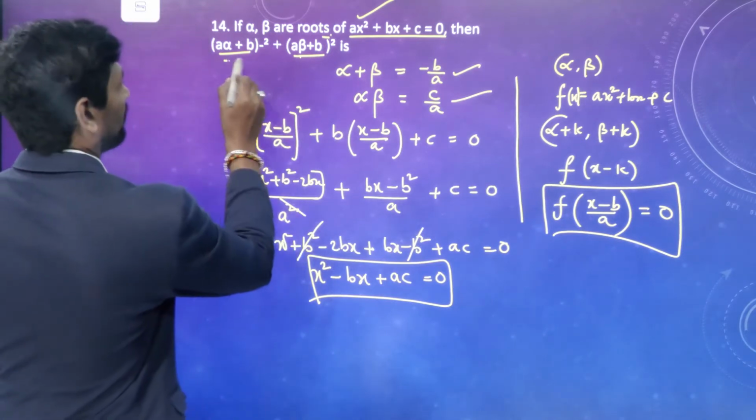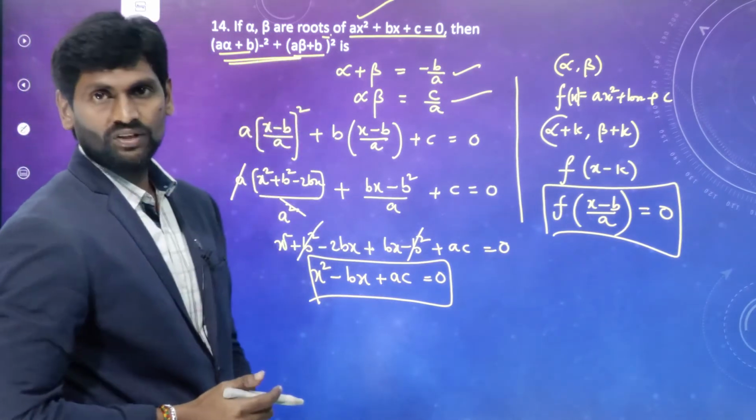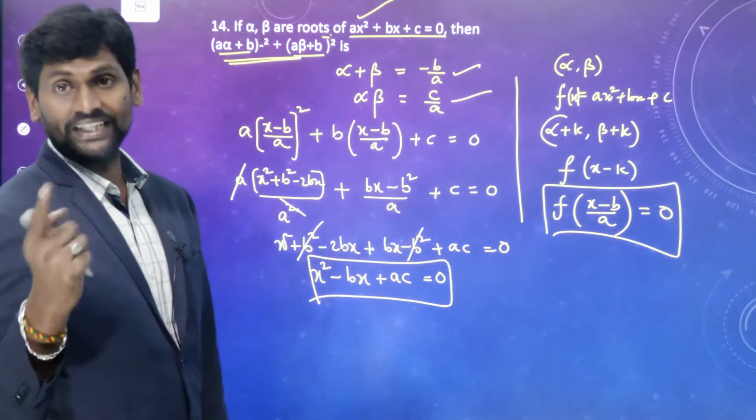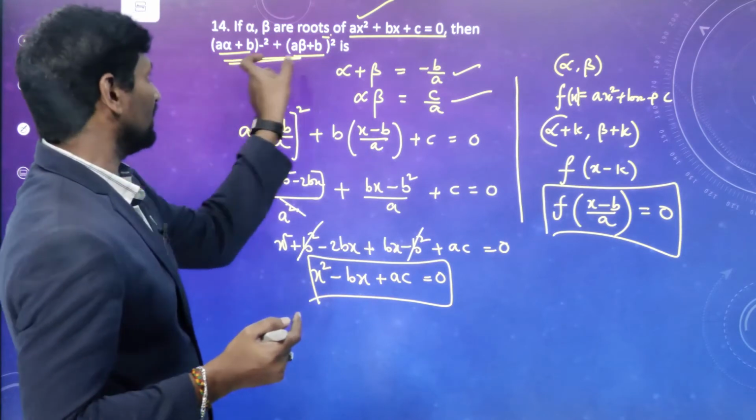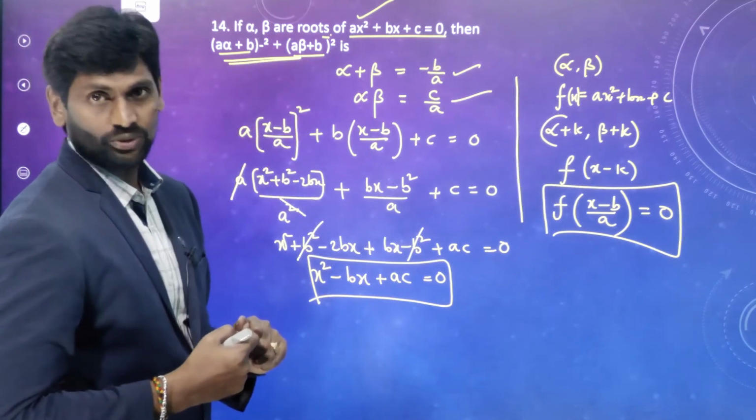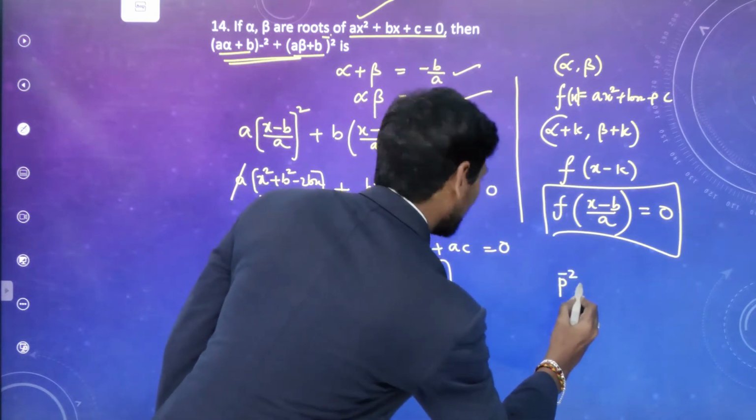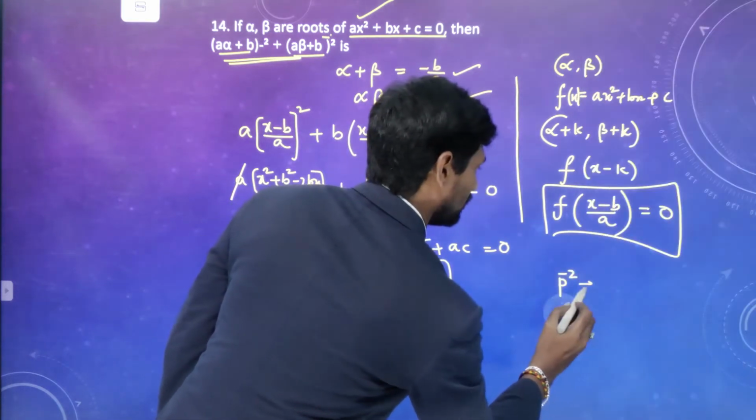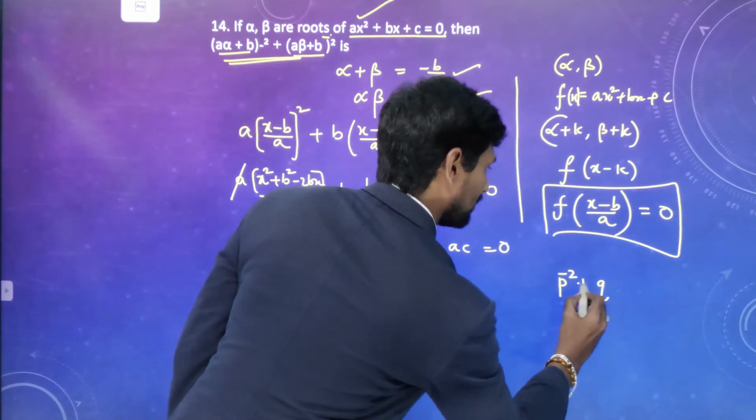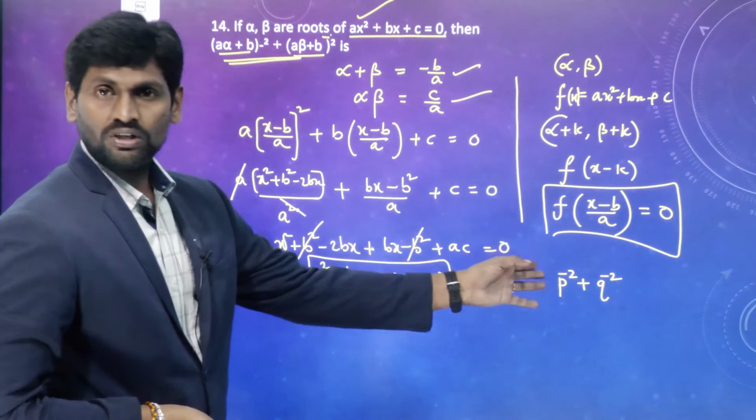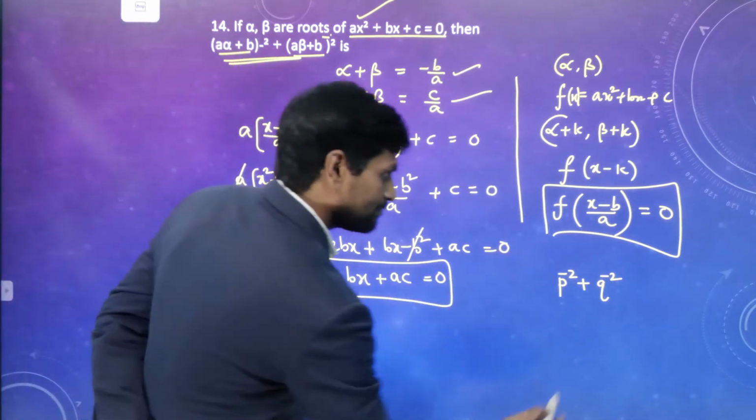But we need to find this value. Now I am taking a alpha plus b as letter p, and a beta plus b as letter q. So simply we need to find p power minus 2 plus q power minus 2. Let us simplify here.